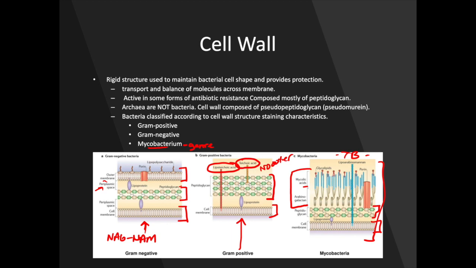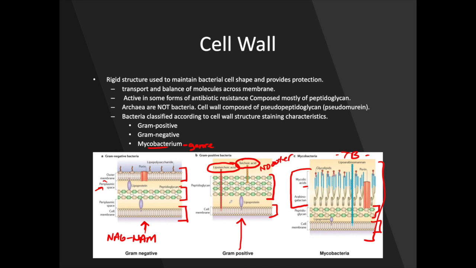Teichoic acids are present in gram-positive organisms, but not in gram-negative organisms. And so teichoic acids are oftentimes the target of some antibiotics, and that would make those antibiotics what we call narrow spectrum. They only work on gram-positive organisms because they function by destroying lipoteichoic and teichoic acids.